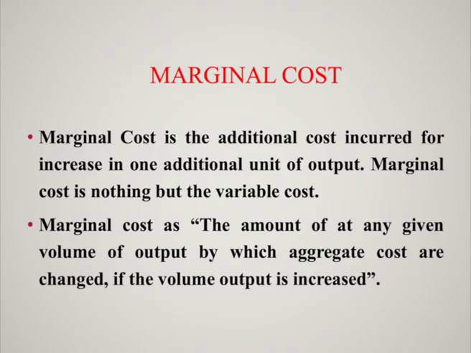Here, marginal costing is a variable cost. The meaning of marginal costing: the additional cost incurred for the increase of one additional output is called marginal costing. Simply, we can say that the change of cost because of the change of output units is called marginal costing. It is the amount at a given value of output by which aggregate cost is changed. If the volume of output changes, the cost also changes. That is called marginal costing.